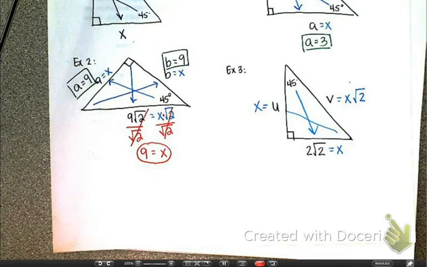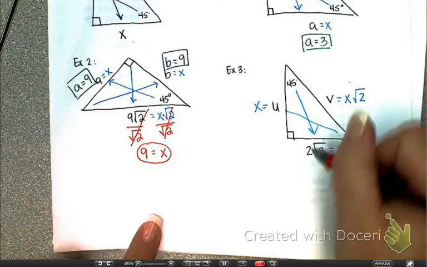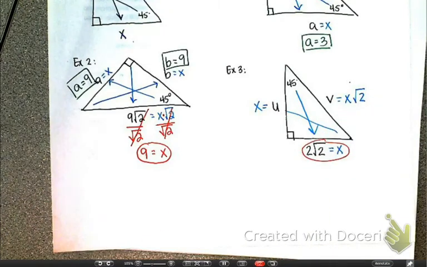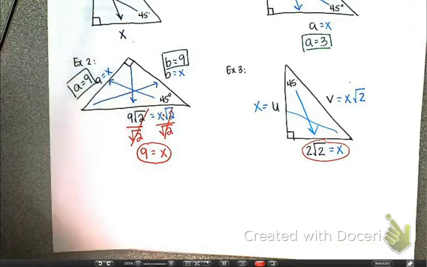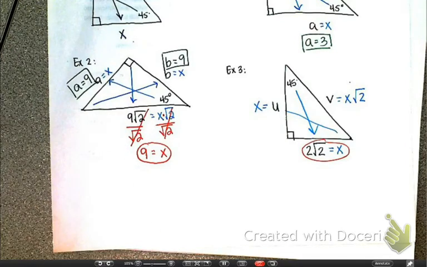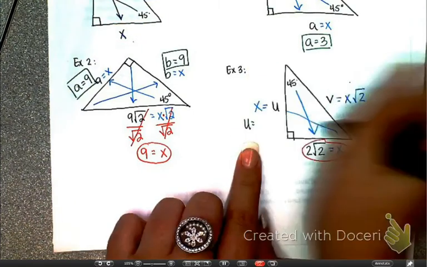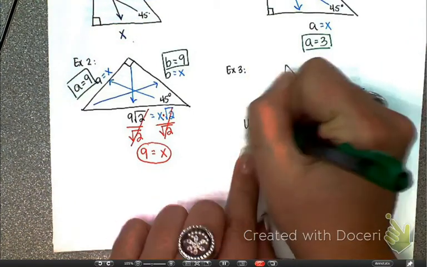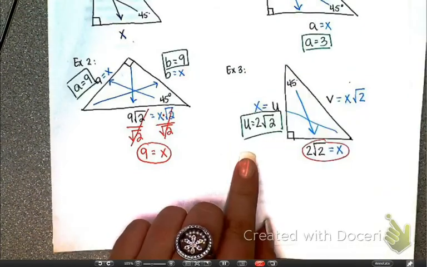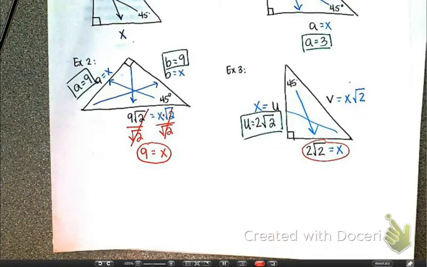Step 2, solve for x. Done. Everyone see that? Step 3, plug it in. So u equals 2 square root of 2. How much math have I done on this problem? Oh, we're stuck.